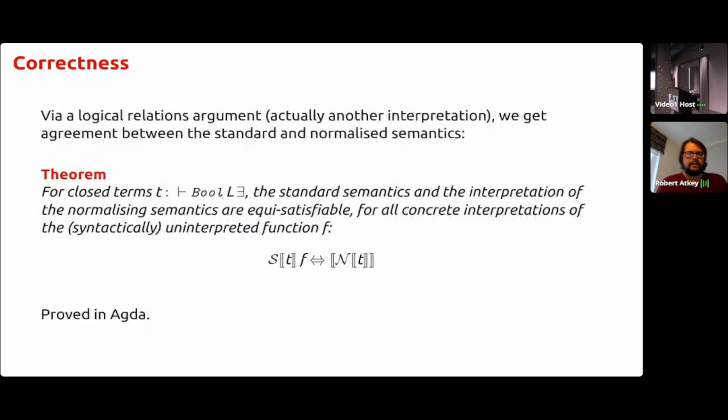And then the final correctness property is that via a logical relations argument, which is actually just another interpretation, we get agreement between the standard semantics and the normalized semantics. So I'm running out of time, but this is basically saying that the two are equi-satisfiable. So for any uninterpreted function implementation F, the standard semantics, there's a back and forth translation between that set and the set we get from interpreting the formula that comes out of the normalization.